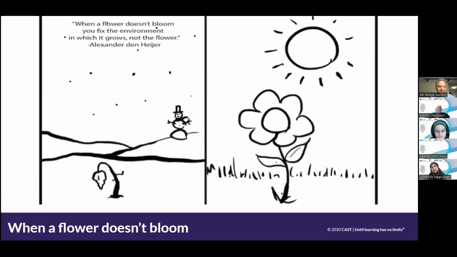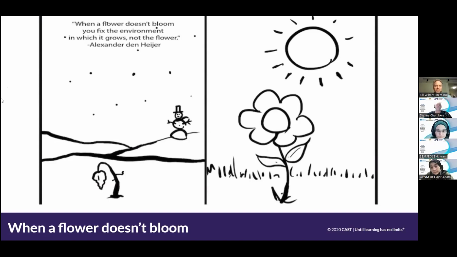There's another good cartoon that illustrates that. When a flower doesn't bloom, you fix the environment in which it grows, not the flower. So on one side, we've got a wilting flower with the snowman looking on in the snow. That flower is not going to bloom. In the other, we have a blooming flower in the sunshine. We change the environment to support the blooming of the flower.